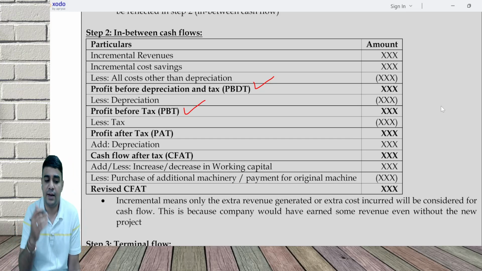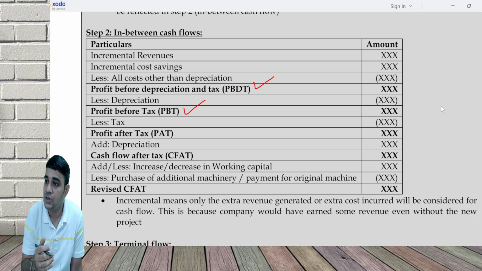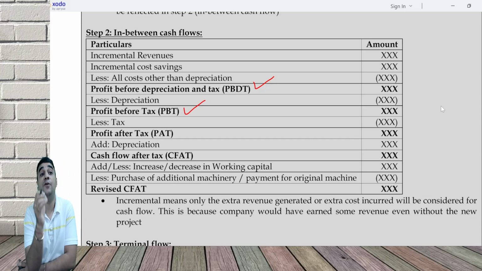tax. Then you deduct tax, get profit after tax, add back depreciation, working capital changes, any new capex, and in case you have made any payment for your original machine, I said you would not write the entire amount there. So any extra amount you paid will come here.